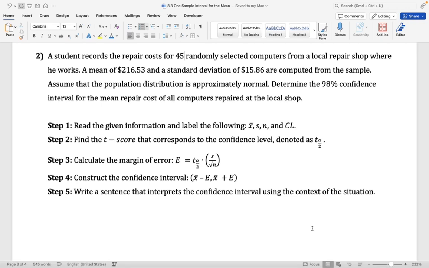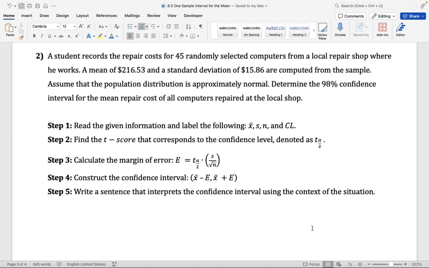You are now ready to construct your first confidence interval. We're going to be following the main 5 steps on how to construct a confidence interval. Notice I have them here below. The first step is to read the given information and label the following: X bar, S, N, and CL.